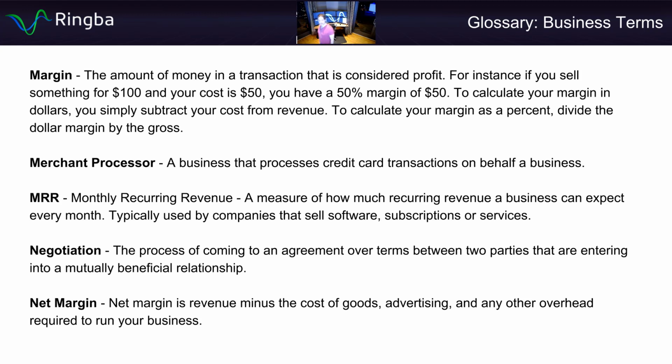Margin, this is the amount of money in a transaction that's considered profit. For instance, if you sell something for $100, your cost is $50, you have a 50% profit margin, and your profit is $50. So to calculate your margin in dollars, you simply subtract your cost from your revenue. To calculate your margin as a percent, divide the dollar margin by the gross. So if you want to know what your profit margin is, in this example, you're going to divide 50 by 100, and you're going to get 50%, 0.5.